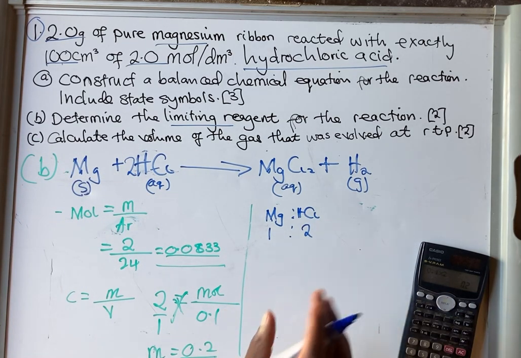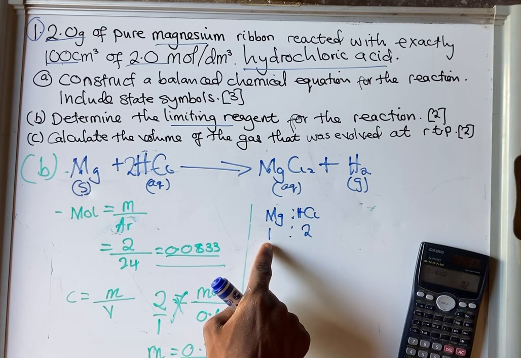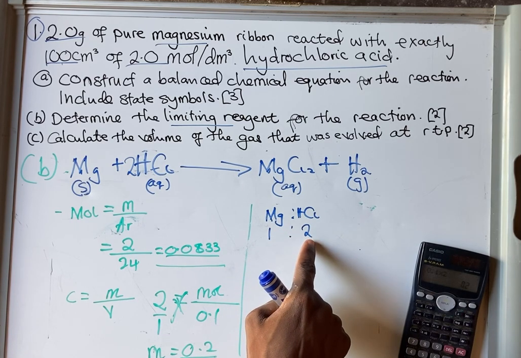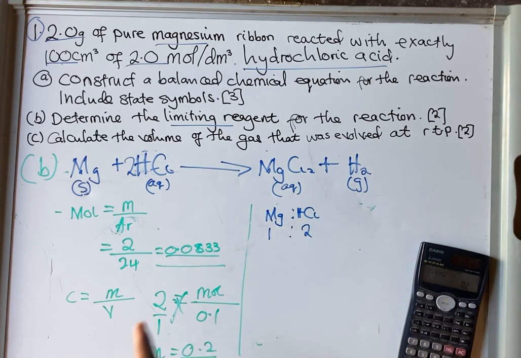Now we need to compare this ratio. So we need one mass of magnesium to 2 mass of what? Of chlorine for this reaction to balance. So we need to know which one is the limiting reagent.